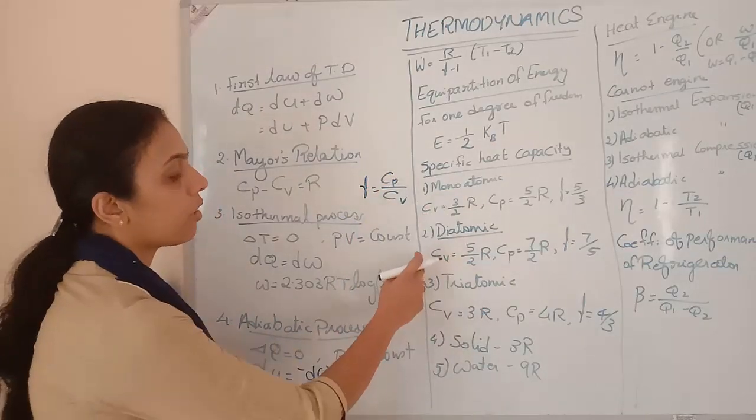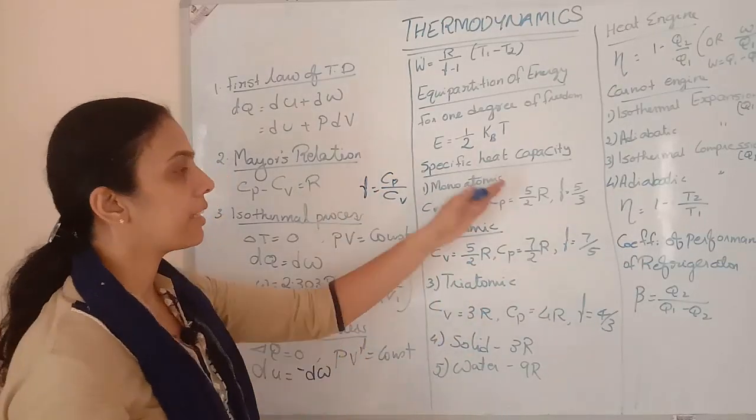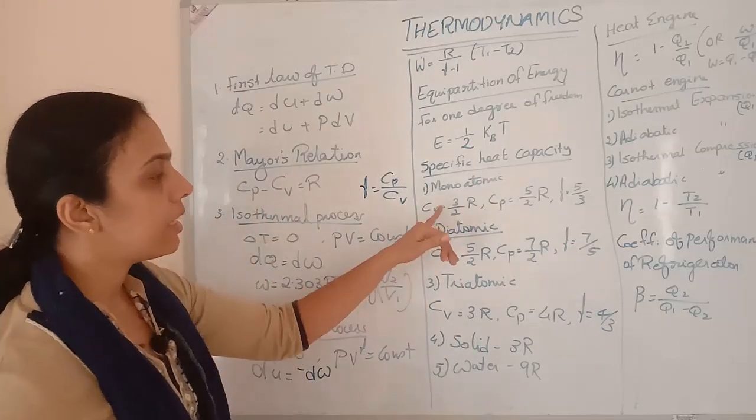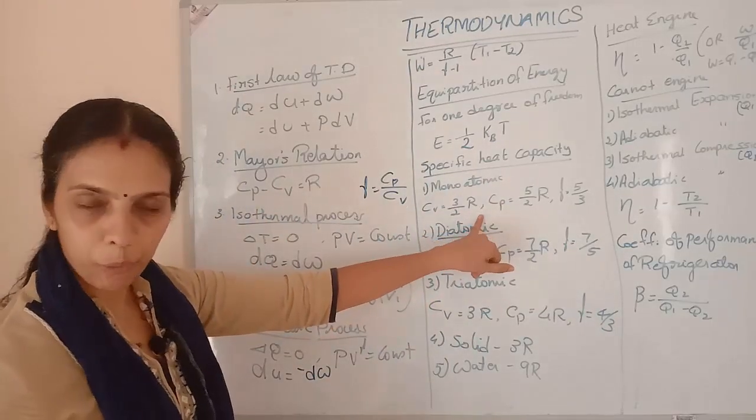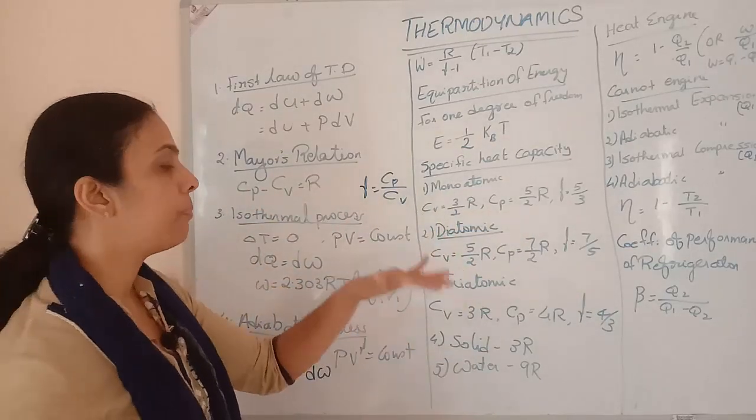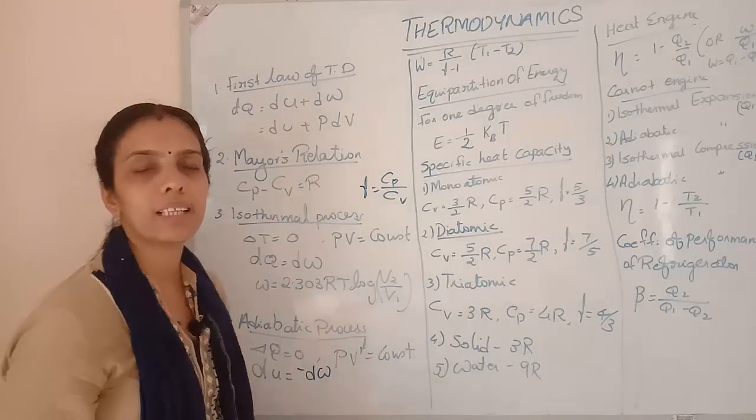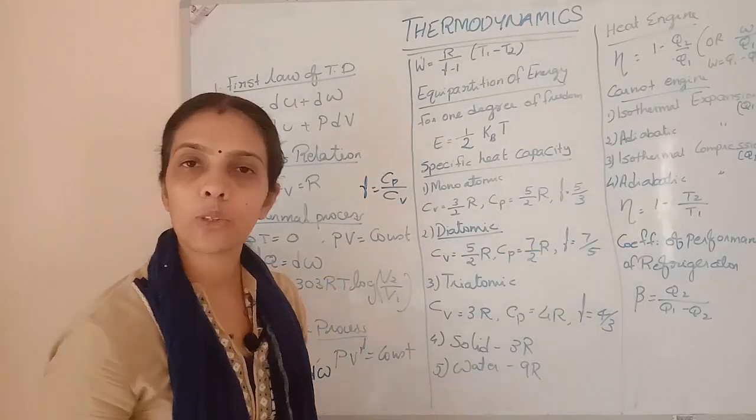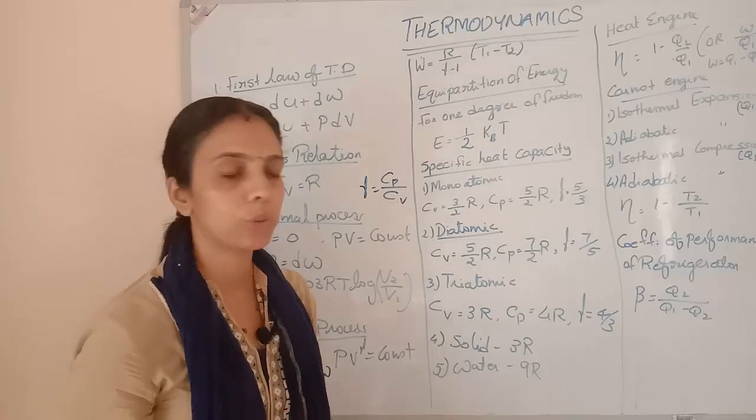Now any one of these equations, if you are learning, you can write down the rest of the equations using these two. Okay, Cv equals 3 by 2 R for a monoatomic gas, 5 by 2 R for a diatomic gas, and for a triatomic gas it is 3R. The respective Cp and gamma are also important values, please go through that.